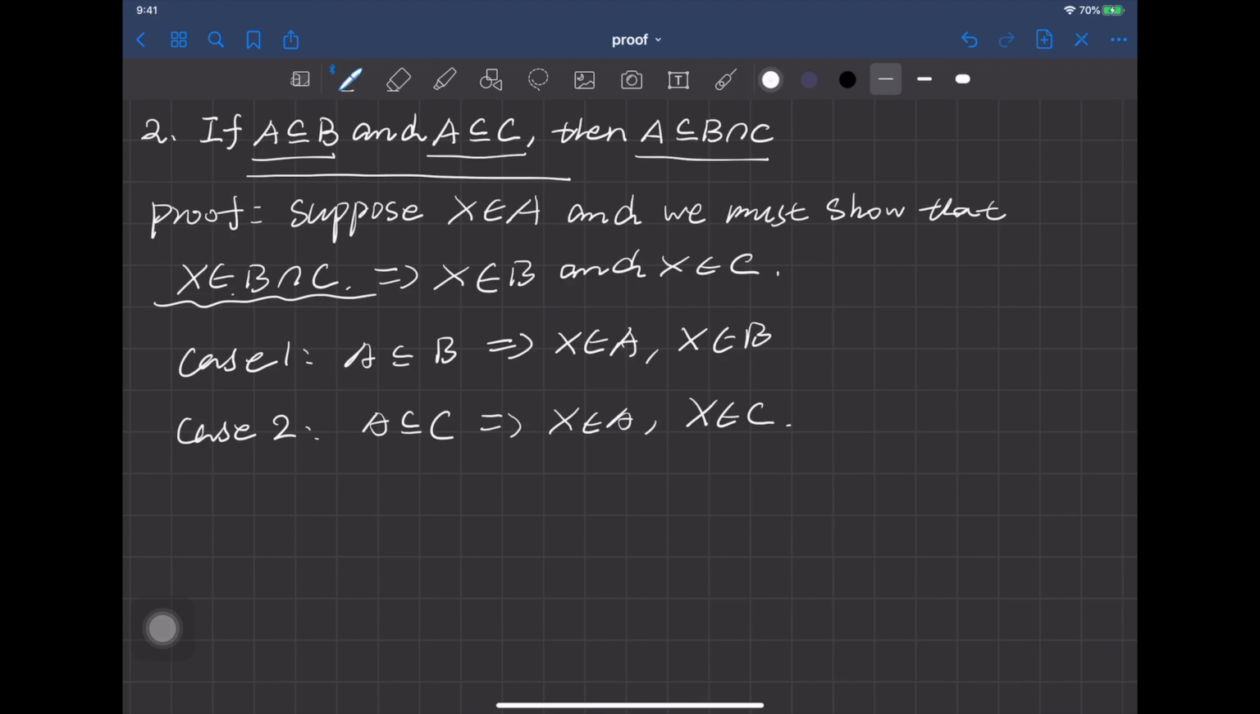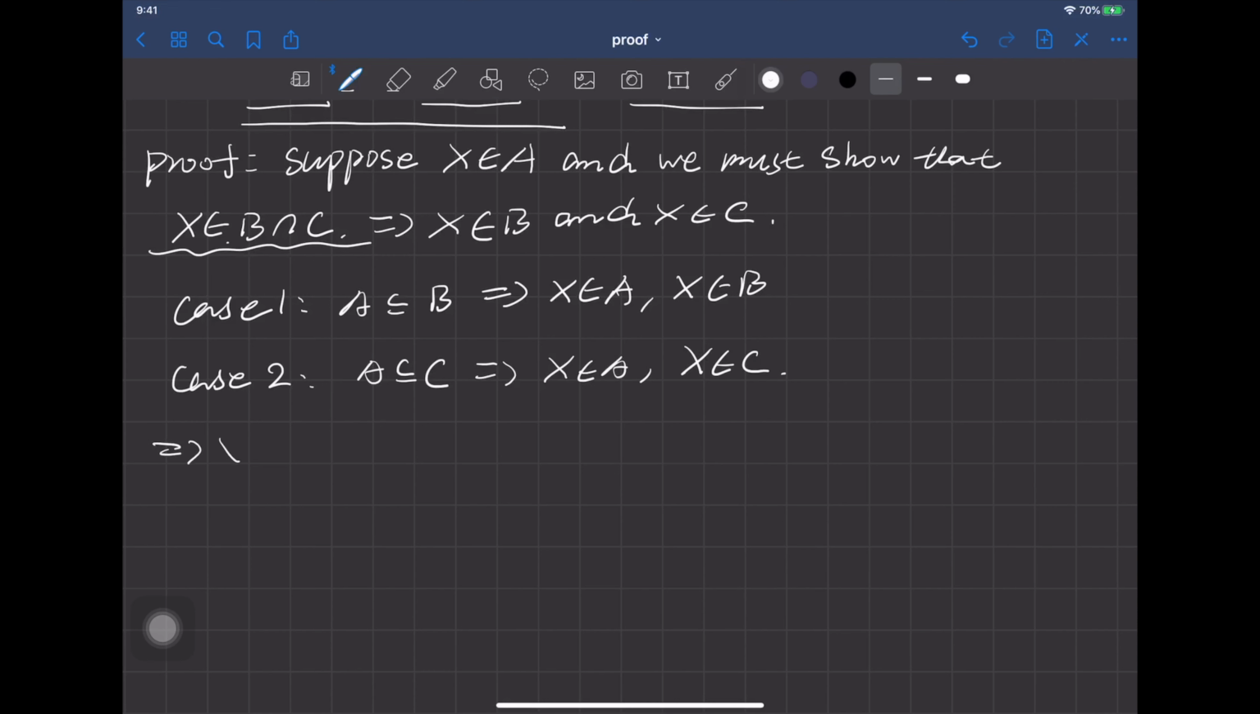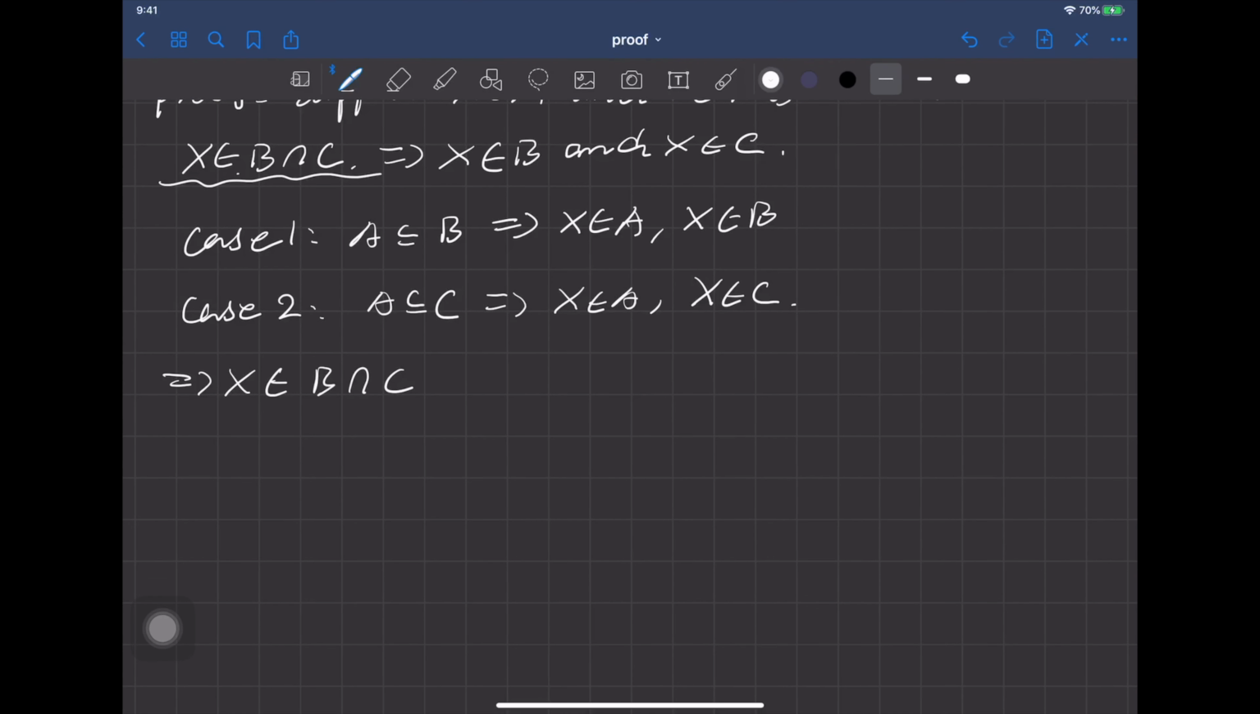Now we can say X is in our set B. Also, X is in our set C as well. So we can say X is in our sets B and C because they share the same elements. Then set A is a subset of B and C.